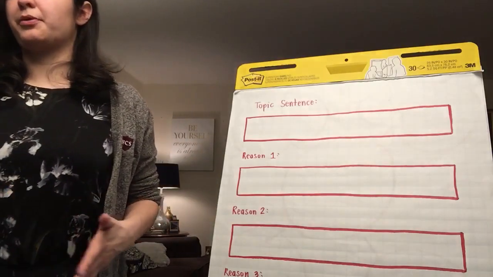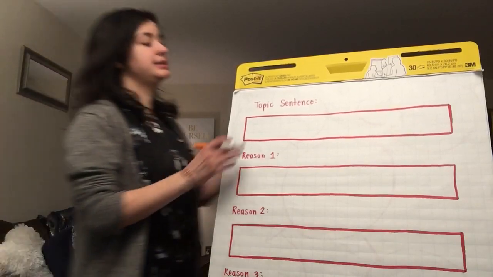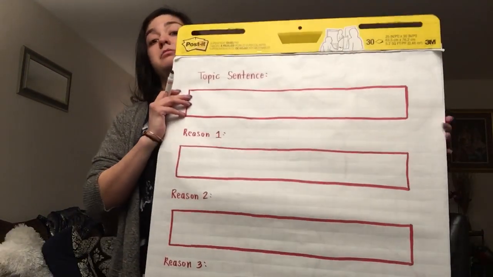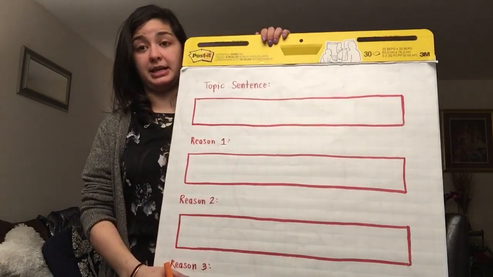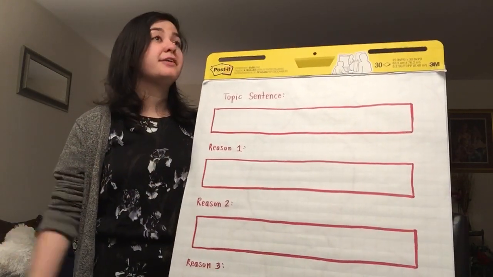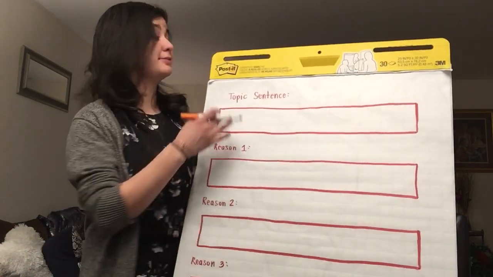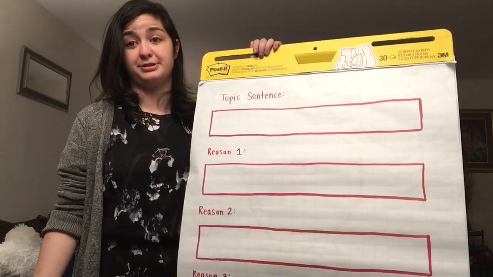Now, before we get started on our plans, I'm going to write down my topic sentence. My topic sentence tells the reader exactly where my writing is going to go. Your writing should be so clear that if a stranger picks it up, they're able to read it and make sense of it. And that's what a topic sentence helps us do.